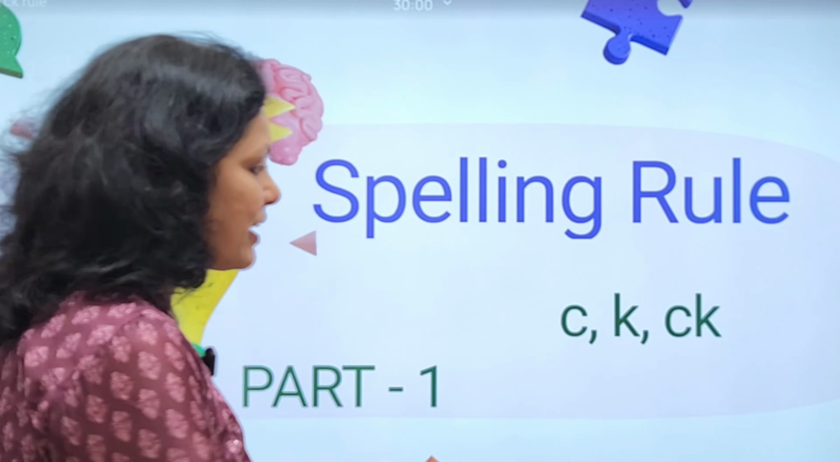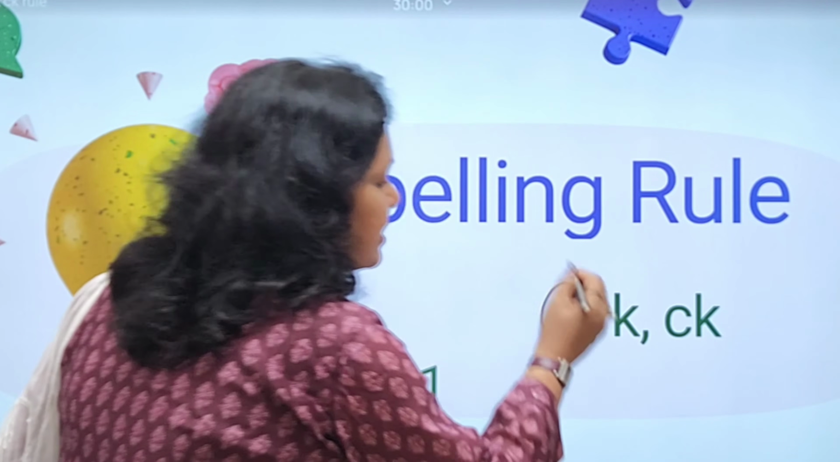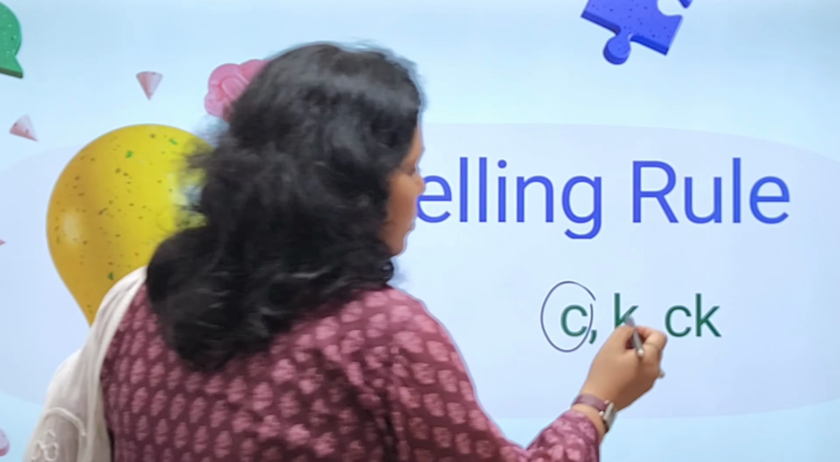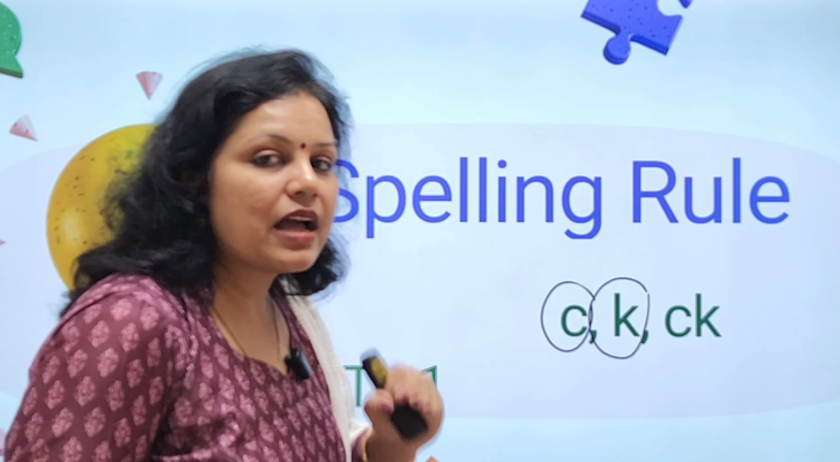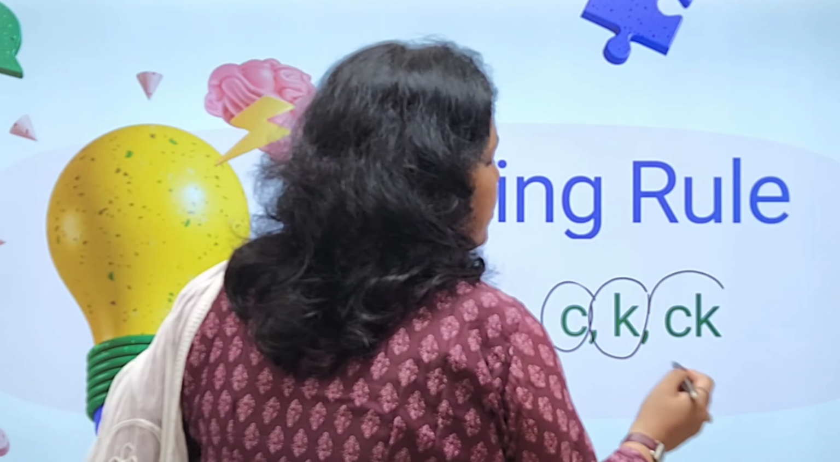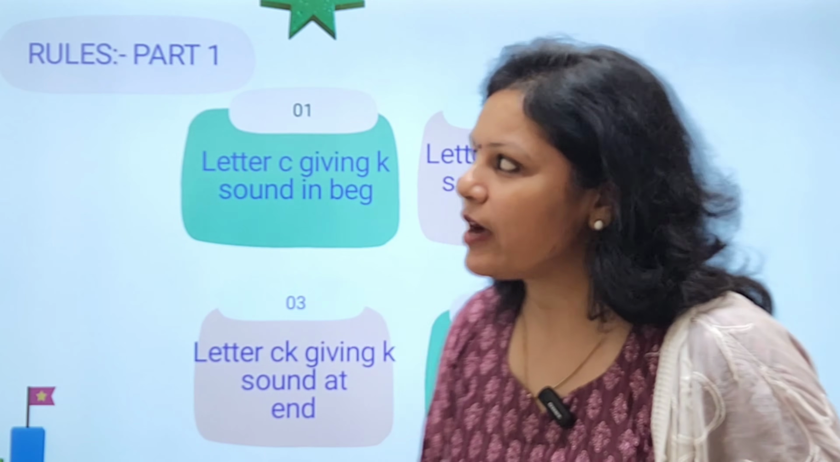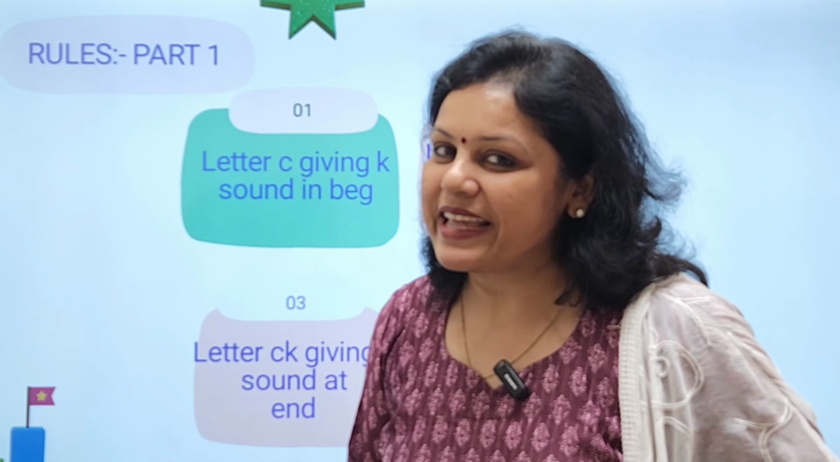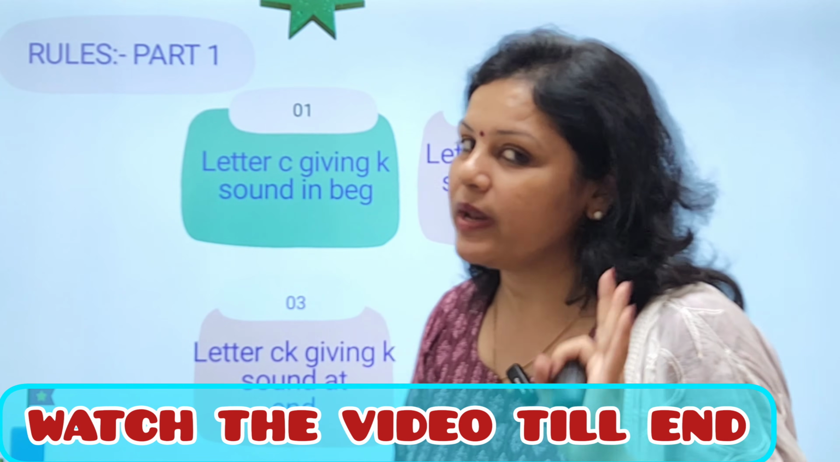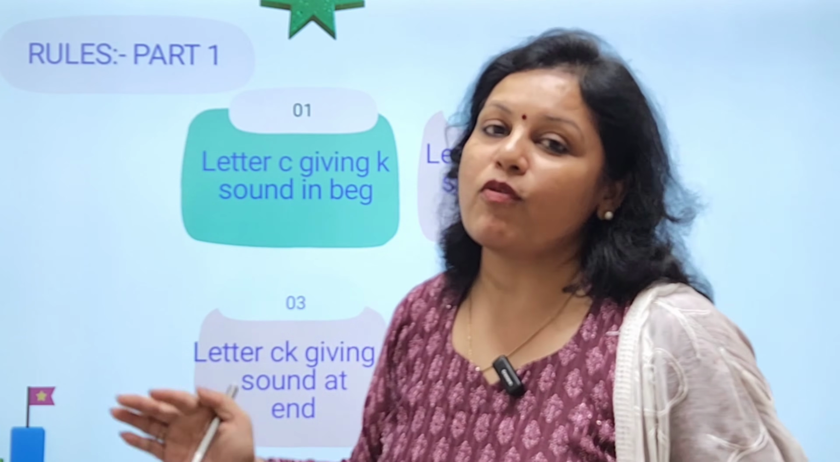So in this video, we are going to cover the first 4 rules. That is, when you get C as K sound, when do you get K as K, and when do you write CK for K sound. So we have 4 rules here, and all those 4 rules we are going to cover in part 1 of K sound rules. Let us take the summary of what 4 rules we are going to cover. Please watch the video till the end, because if you leave the video in between, you will never be able to understand all these 4 rules.